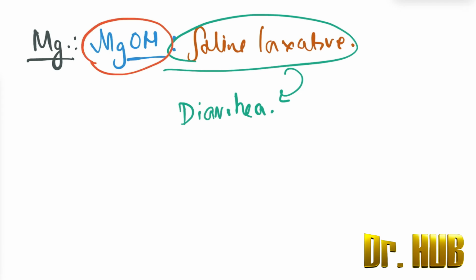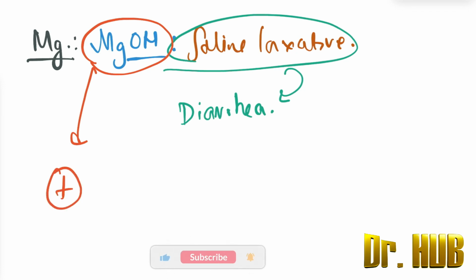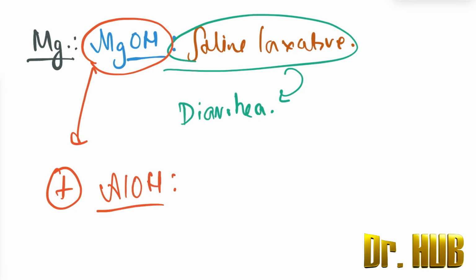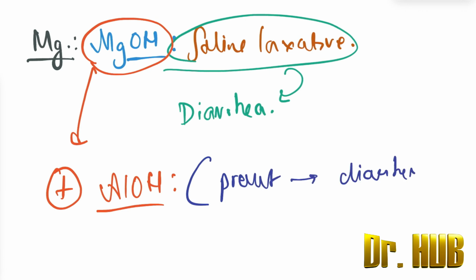This magnesium hydroxide is usually given in combination with aluminium hydroxide, an antacid that assists to prevent diarrhea. Earlier we saw that the side effect of aluminium hydroxide was constipation, so here you give it to prevent the diarrhea.